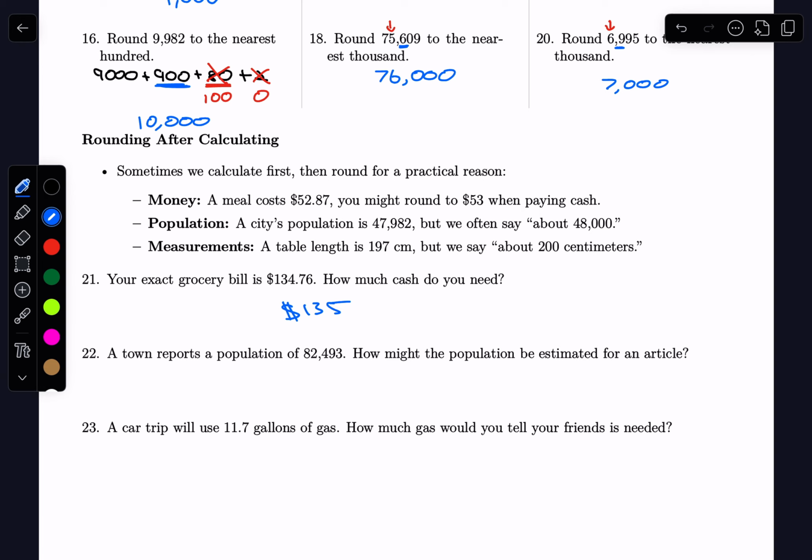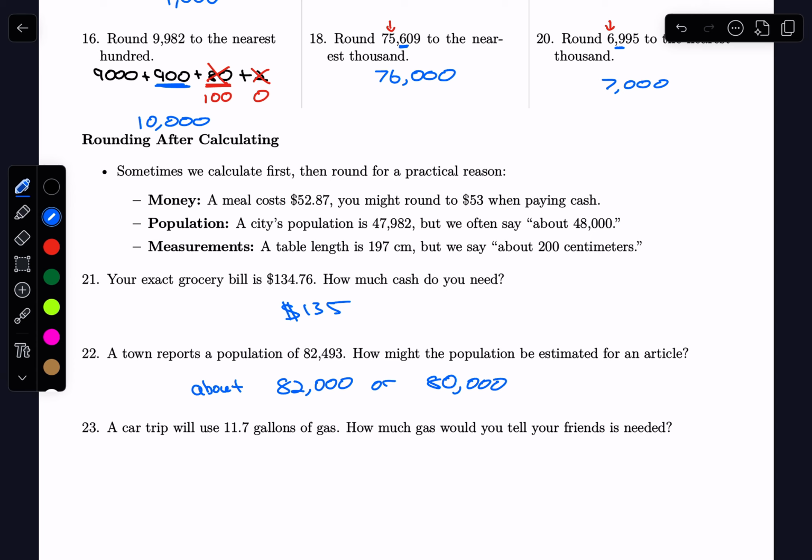22, if a town reports a population of 82,493 people, and it gets written in an article how many people they have, they might say that there's about 82,000, or maybe they would even just say about 80,000. Okay, so when we write this article, we might not be that specific and say 493. We might just say about 82,000, or maybe even just 80,000.